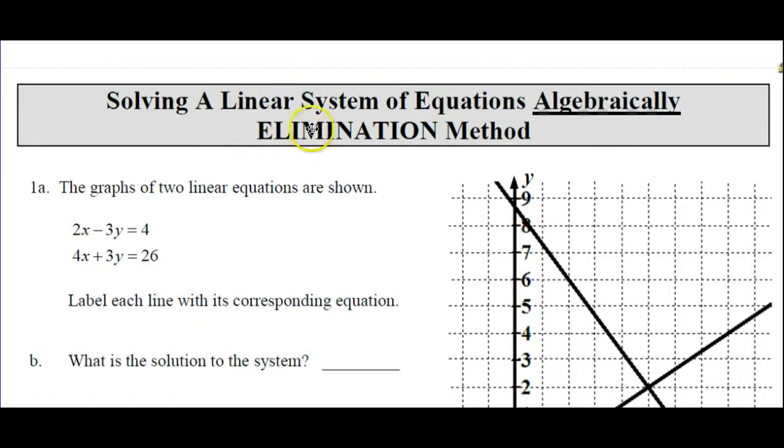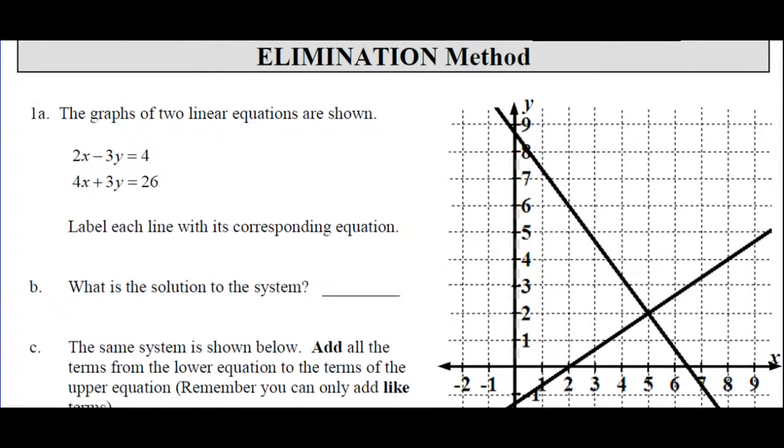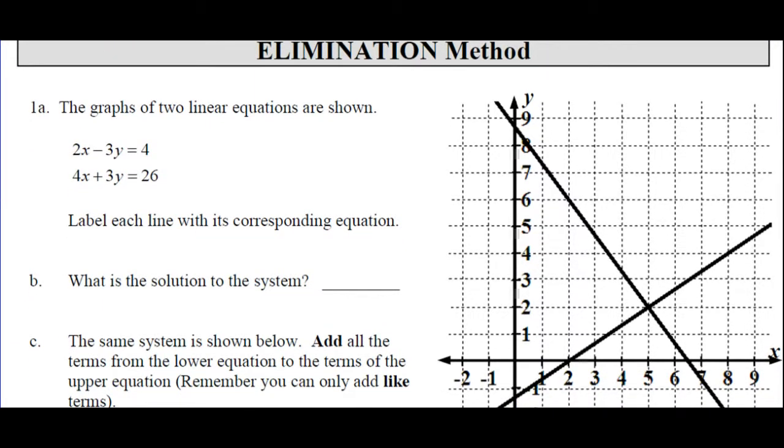Solving a linear system of equations algebraically, the elimination method. Graphs of two linear equations are shown: 2x minus 3y equals 4 and 4x plus 3y equals 26. Label each line with its corresponding equation.